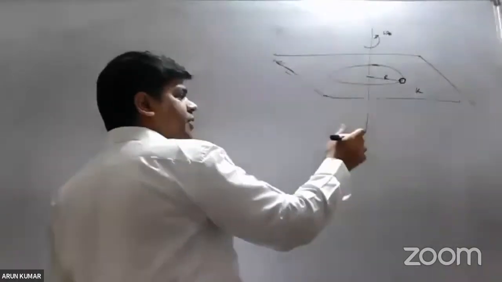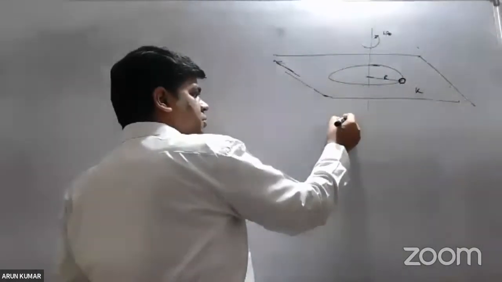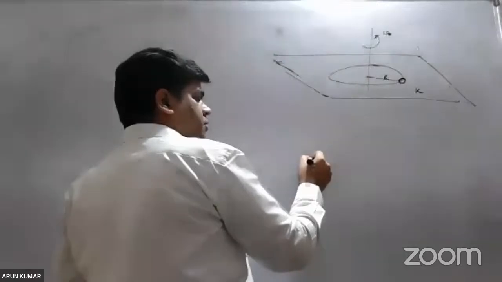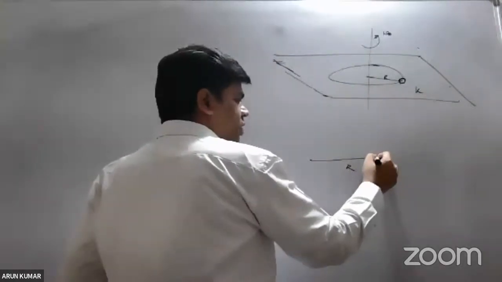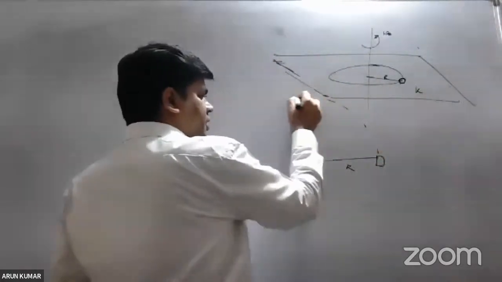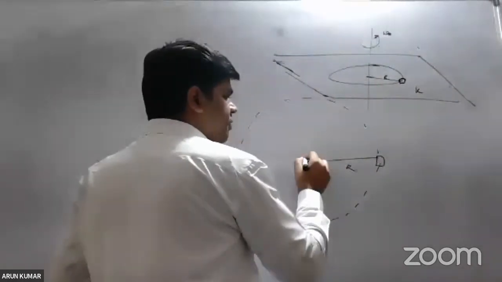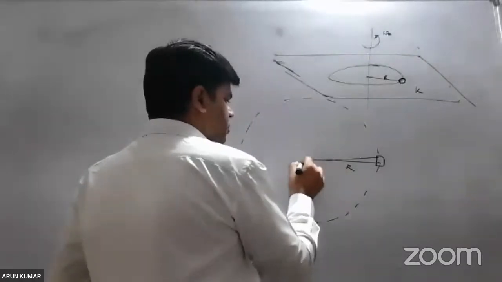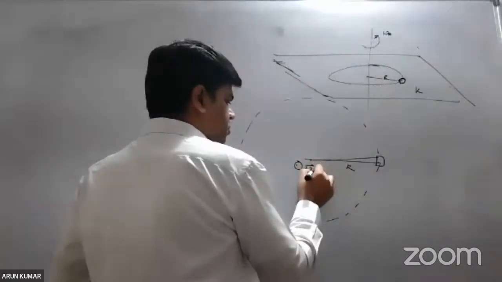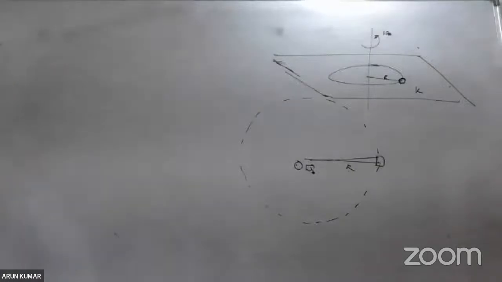So if I see from above, this is the block that is going in a circle because the table is rotating with omega. Correct? That's from above. Now, I will see the direction of friction and calculate the equation of motion.